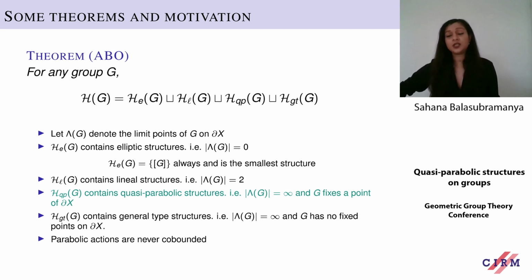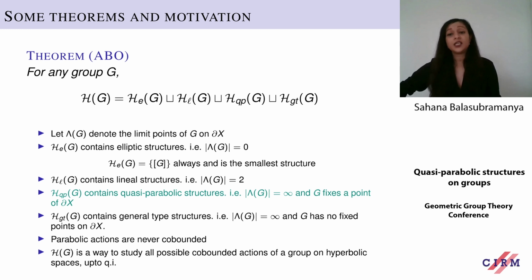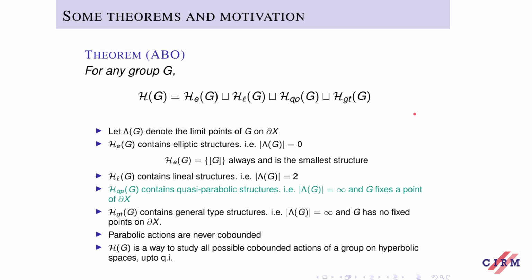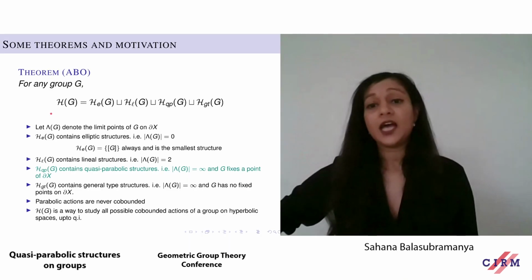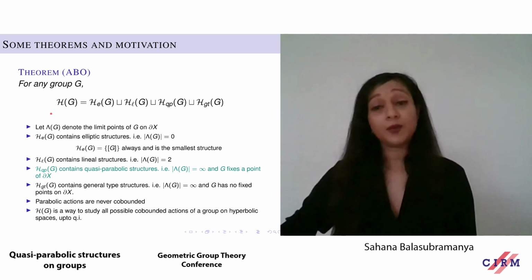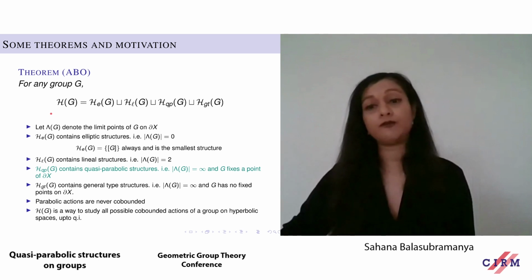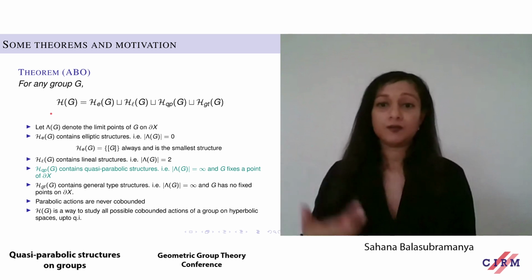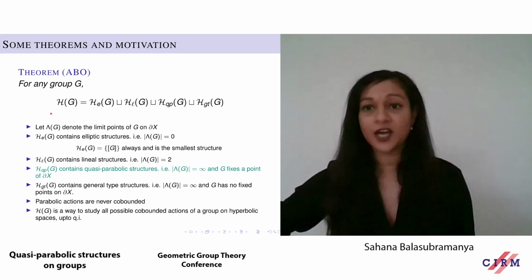And why am I interested in H of G? Well, it gives us a way of studying all possible co-bounded actions of our group simultaneously. And the hope is that if I can understand each of these smaller partially ordered sets, then there's a way to put that information together to try and understand H of G as a whole. And so not only can I look at all the different actions of my group on hyperbolic spaces, there might be from this examination a candidate for a best action to study in order to try and understand my group via a group action.